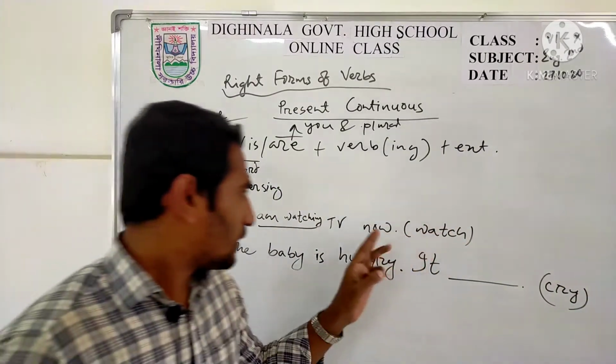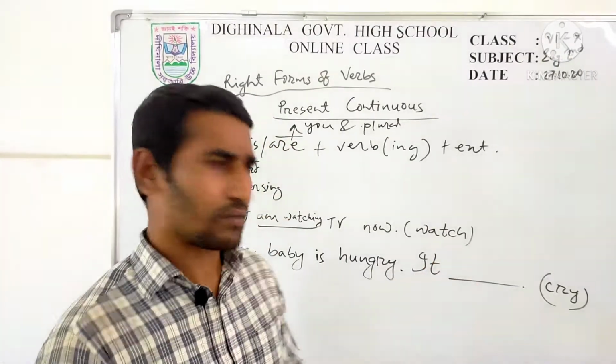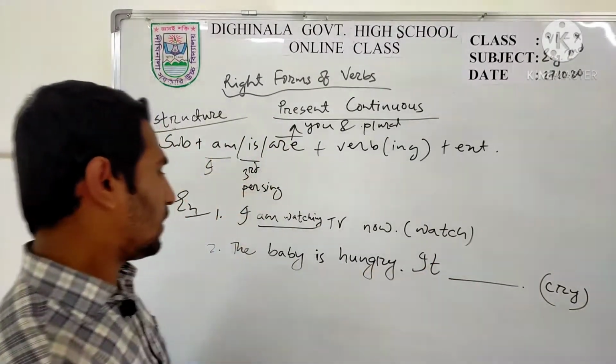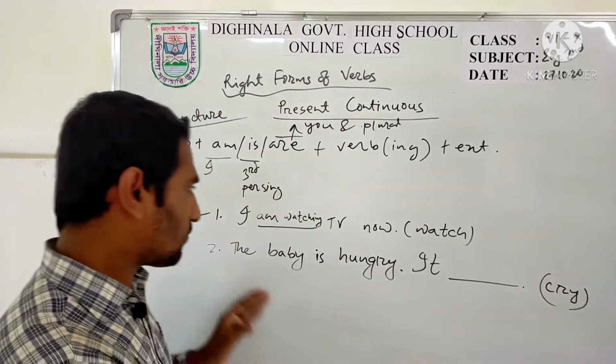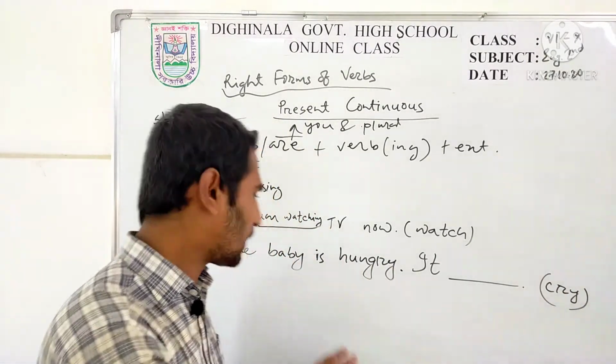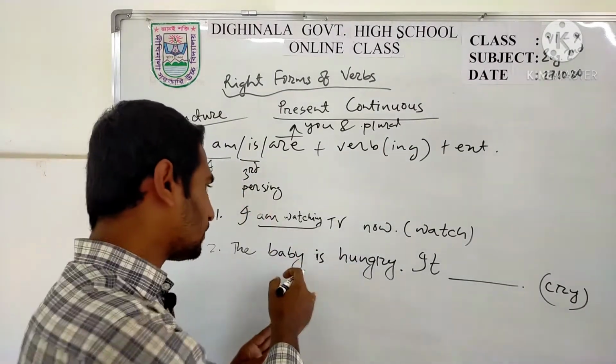So I told you now, at this time, at this moment, still, these are the indications of present continuous tense. But there are some sentences like the baby is hungry, dash, eat, dash. There is no indication of present continuous tense, but still it is present continuous tense. Because what? Just observe the meaning. Notice the meaning here.